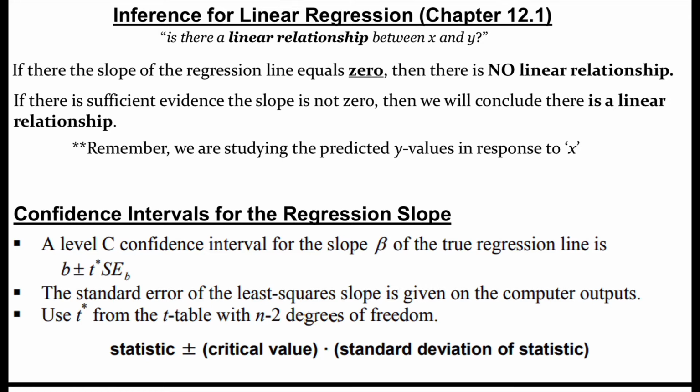Okay. So the question we're asking today with our confidence intervals and our hypothesis tests is: is there a linear relationship between two variables? So if it's a test, you're trying to prove that there is a relationship, right? If it's an interval, you're trying to predict what that relationship is or how strong that relationship is. Okay, that's the difference. With the interval, you're trying to predict something. With a test, you're testing a claim.